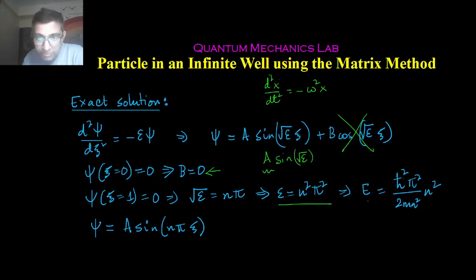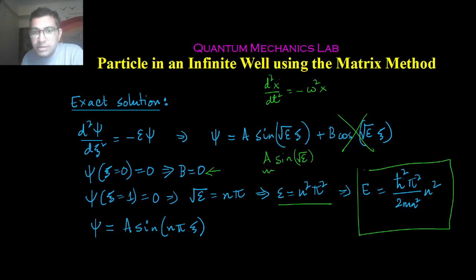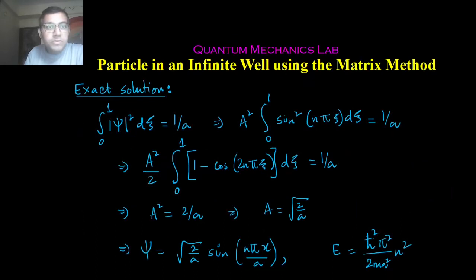Going back to our actual energy, what we can see is this actual energy is n squared times pi squared times whatever we chose as the unit of energy, which was h bar squared by 2 m a squared. So this is the actual energy eigenvalue, and the wave functions look like this. We can normalize this wave function, and as I mentioned earlier, the normalization in terms of xi must be integral of psi squared from 0 to 1 must be equal to 1 by a, which ensures that the integral with respect to x is 1.